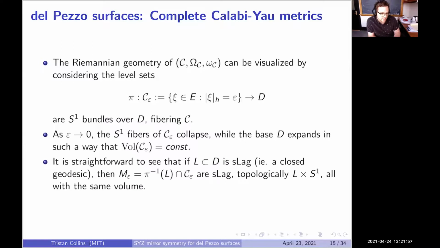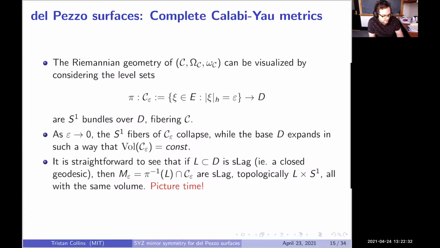And it's not hard to see from this picture that if you take a special Lagrangian in this elliptic curve, which is just a geodesic now with respect to the flat metric, in other words, a straight line. So if you look at the preimage of this straight line in this circle bundle, then that's actually topologically L cross S1, and it's a special Lagrangian with the same volume as the thing downstairs, or they all have the same volume, which is essentially the same as the volume downstairs.